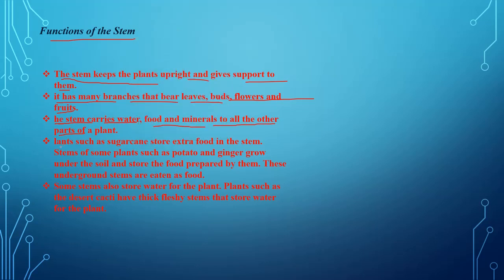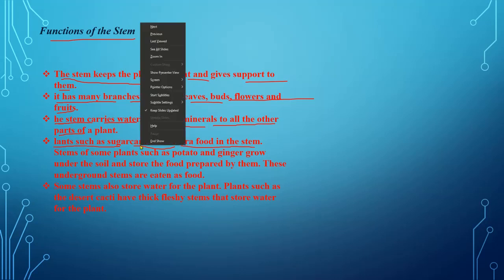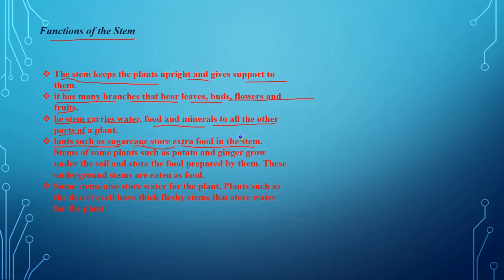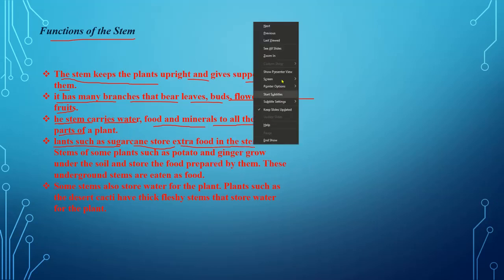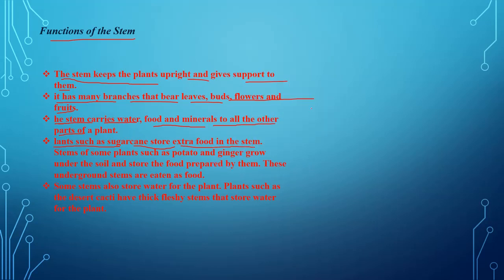Now, one mistake here: it is plants, okay? Plants such as sugar cane store extra food in the stem. So plants such as sugar cane store food in the stem. Not only the root will store food, it will also store food in the stem. Okay?